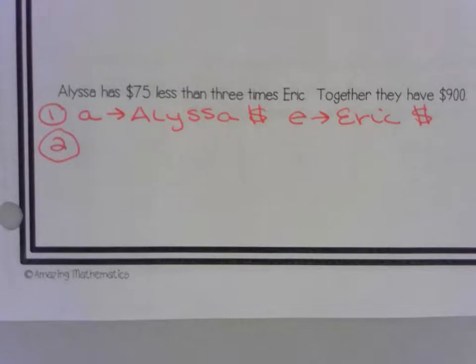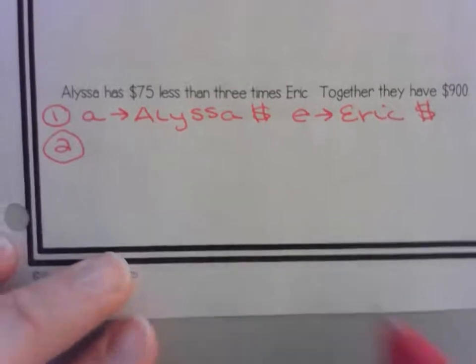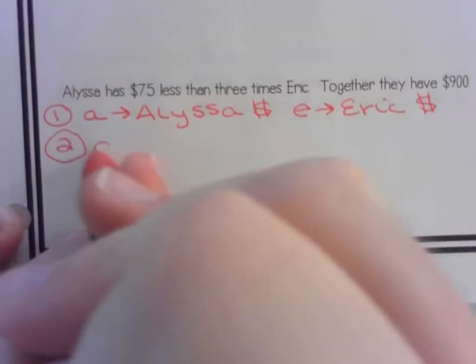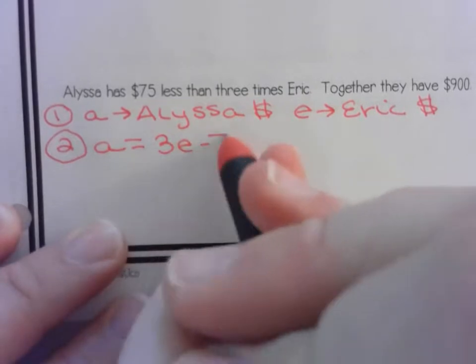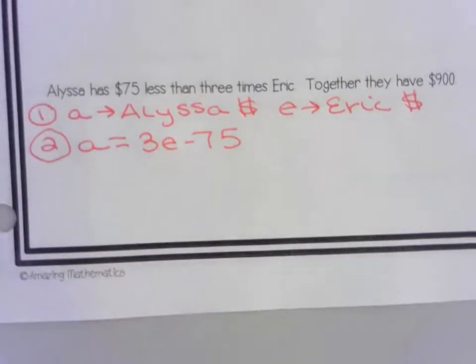3E minus 75. Yep. Because it is 75 less than 3 times Eric. Okay, so as I look at my equation, it is 75 less than 3 times Eric. So Alyssa equals 75 less than 3 times Eric. Remember, less than pushes it to the back. So 75 less than 3 times Eric.